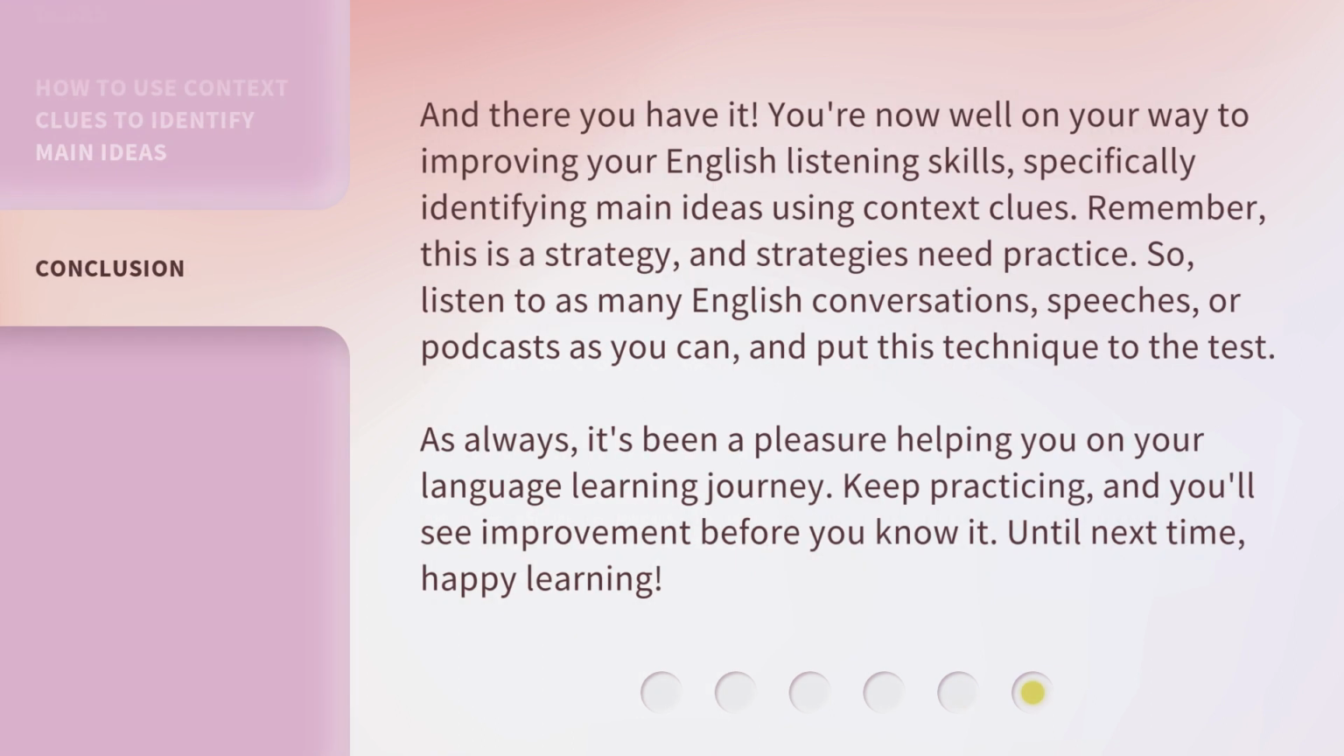And there you have it. You're now well on your way to improving your English listening skills, specifically identifying main ideas using context clues. Remember, this is a strategy, and strategies need practice. So, listen to as many English conversations, speeches, or podcasts as you can, and put this technique to the test.